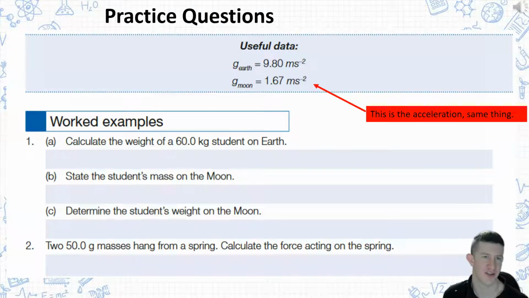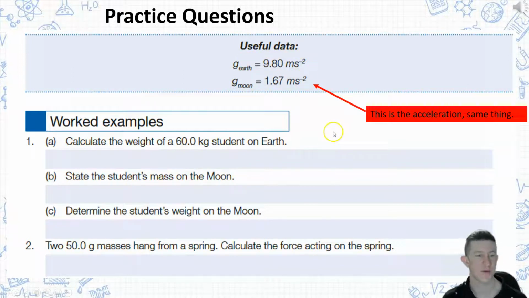Time for a practice question. So in this example, we're going to use 9.8 as the acceleration due to gravity. So that is the gravity of Earth. And the gravity of the moon is 1.67. So remember when we talk about weight and mass, we said you multiply it by gravity or acceleration. It's the same thing in this case.